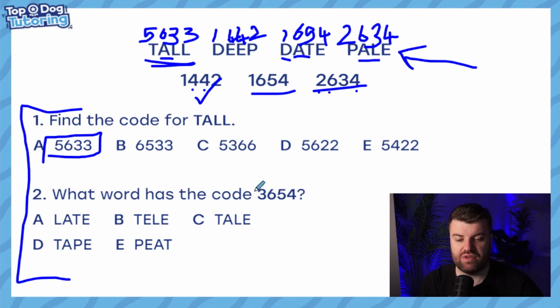What word has the code 3654? Well, let's take a look. 3 is L. 6 is A.